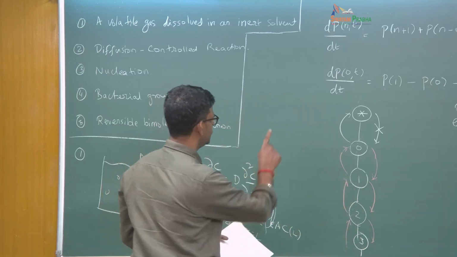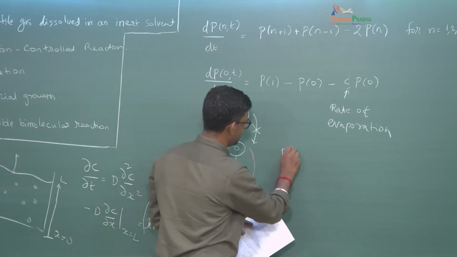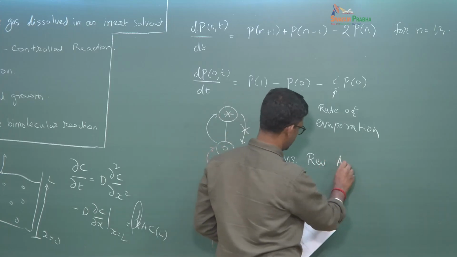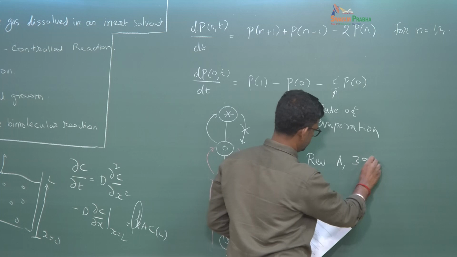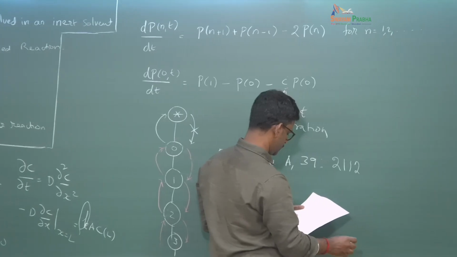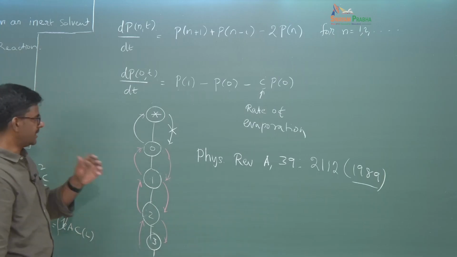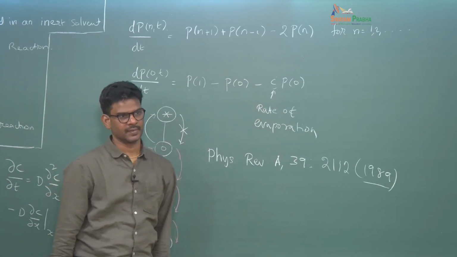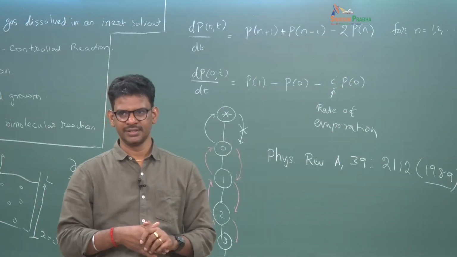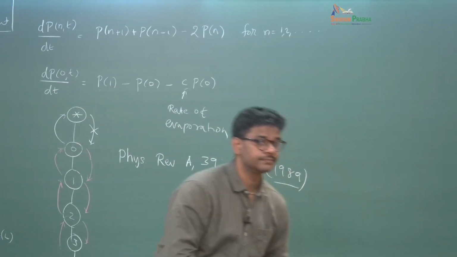I will also give a reference. This problem is solved analytically in a very detailed manner. Physical Review A, volume 39, page 2112. So, this paper has the analytical solution of this problem. Again, you have to apply generating functions, do some sort of a transformation and get the moments. But I thought that doing it numerically is far easier in this case.